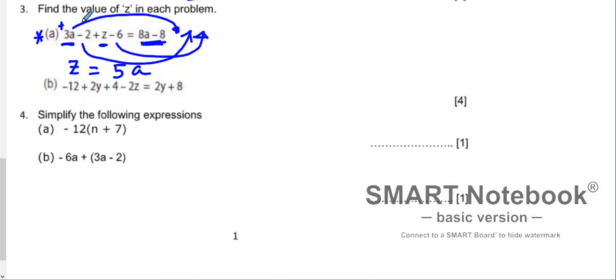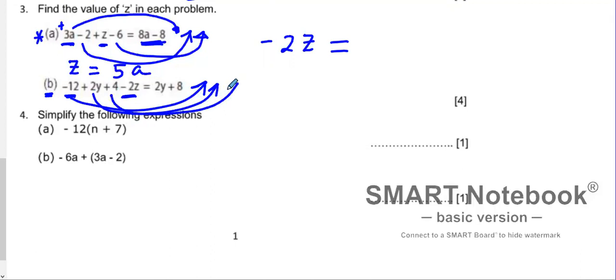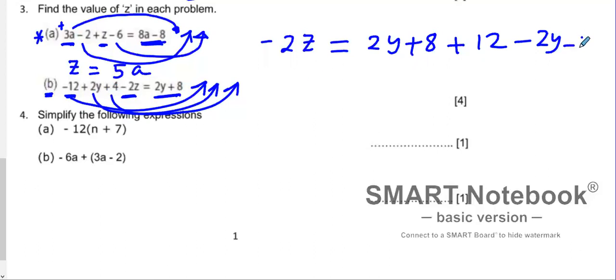Now, B, find the value of z. B, z is somewhere here, negative 2z. Z is containing negative 2. So negative 2z will be left exposed on the left-hand side, while the negative 12 will be shifted on the right-hand side. The positive 2y will also be shifted to the right-hand side. The positive 4 will also be shifted to the right-hand side. So negative 2z will be left exposed at the left-hand side, and therefore 2y plus 8 will remain here, but the negative 12 will become the positive 12. The positive 2y will become the minus 2y. The positive 4 will become the negative 4.